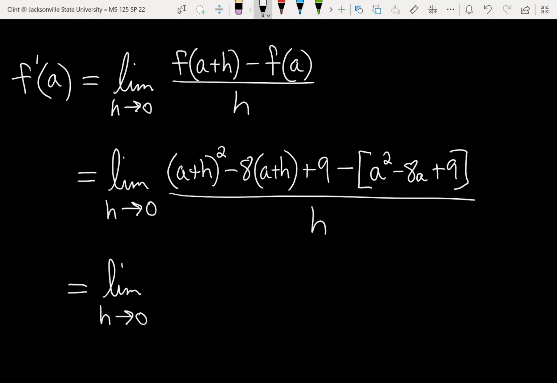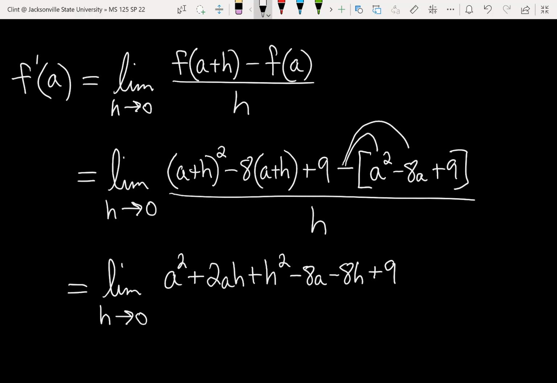So a plus h squared, if you FOIL that out, that's a squared plus 2ah plus h squared after you combine like terms. Then we've got the distributive property, so minus 8a minus 8h plus 9. And then we're subtracting everything that comes after the minus sign here, so we can switch all those signs: minus a squared plus 8a minus 9.